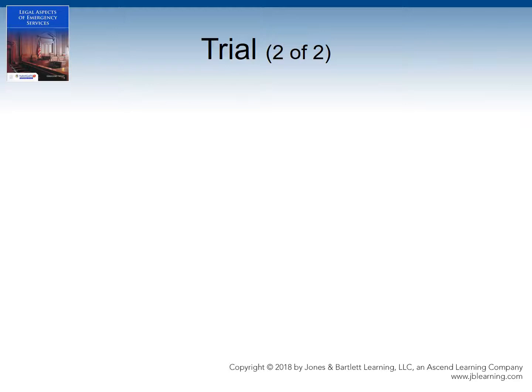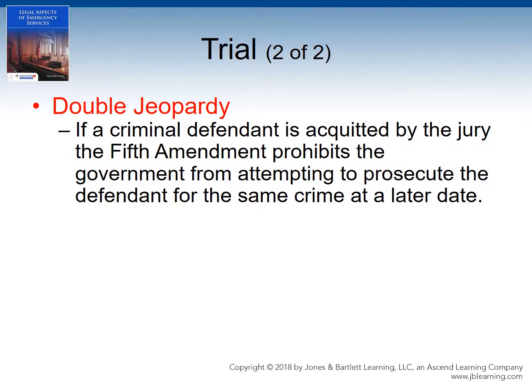If the defendant is acquitted, meaning he or she is found innocent or not guilty, the Fifth Amendment prohibition against double jeopardy means the defendant may not be prosecuted for the same crime at a later date, even if additional evidence is made available later that supports a guilty verdict.